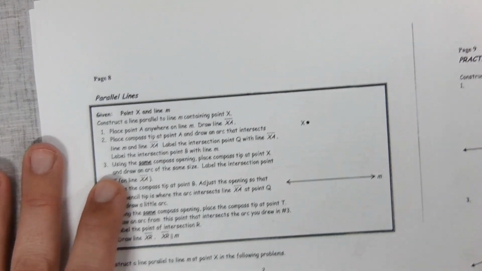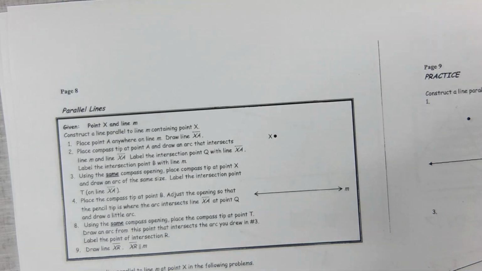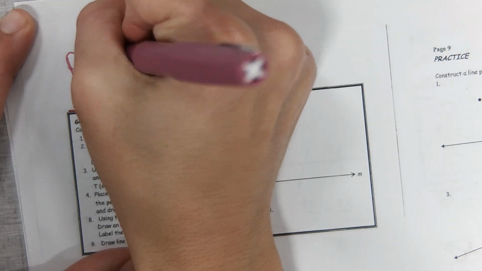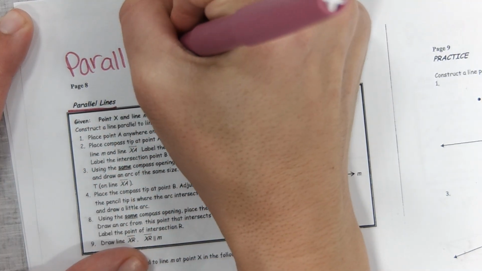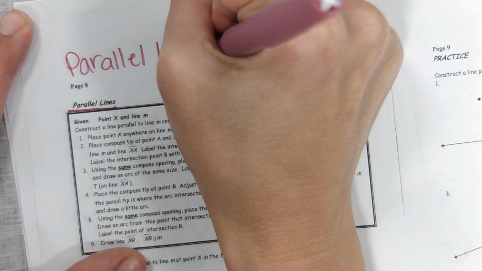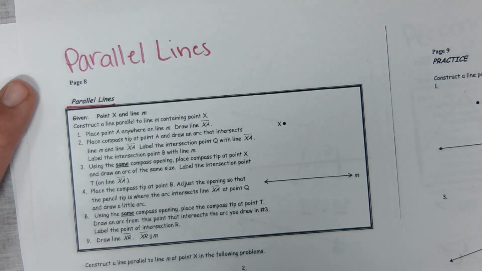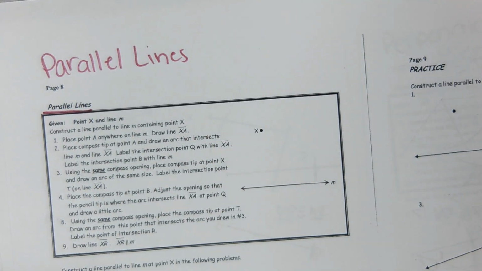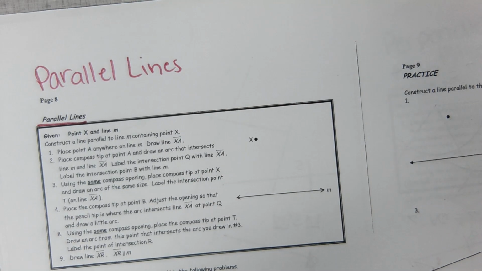Okay, this construction is for parallel lines. It says it right here. So for the parallel lines construction, it's very popular on testing and different things. It's the most complex, like it's the most steps, but it combines steps that you already know. So it might not feel that crazy.